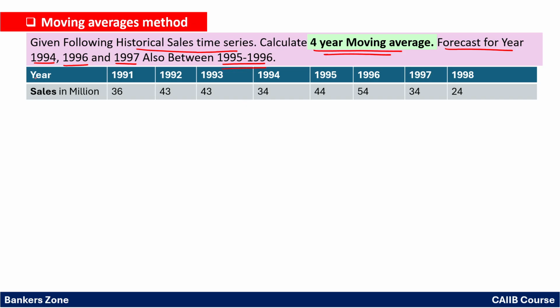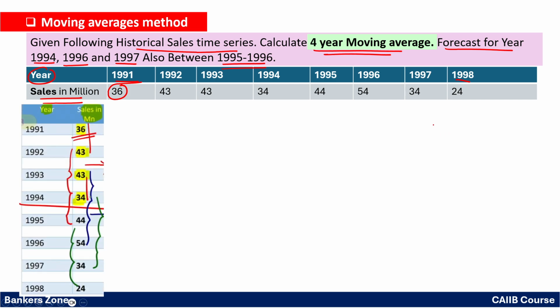Okay, what have they given? The years they have given are 91 to 98, and the sales in million for each year, from 36 to 24. That means for each year they have given the sales. Now see how to find the solution. First, I will write down year-wise sales vertically so that it will be easy for the calculation.